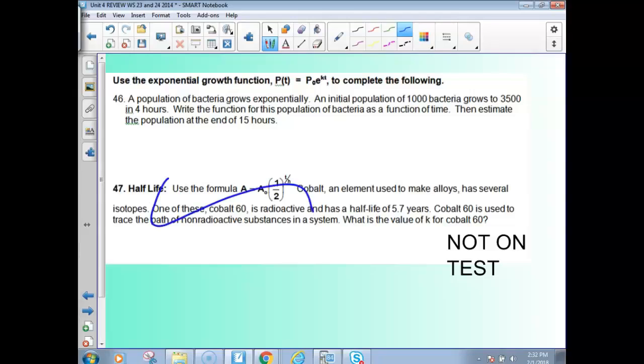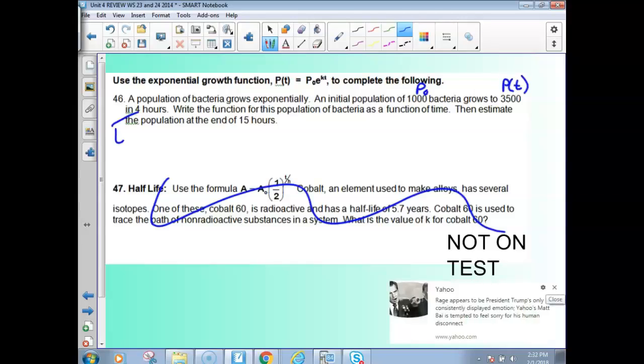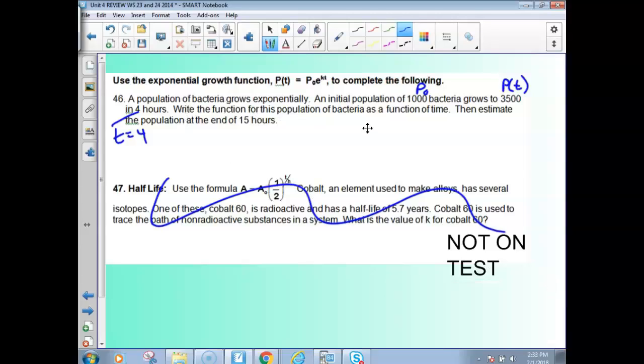I won't do the half-life problem, it's not on the test. A population of bacteria has an initial population of 1,000, there's your P sub 0, grows to 3,500, that's your P at t, in 4 hours, of course, that's your time of 4. Write a function for the population of bacteria as a function of time.